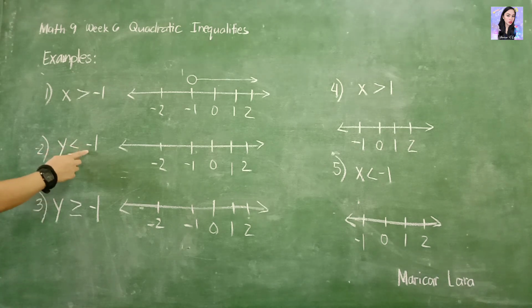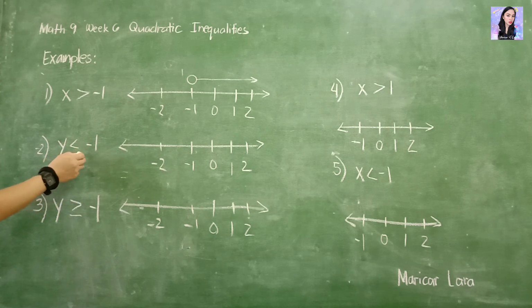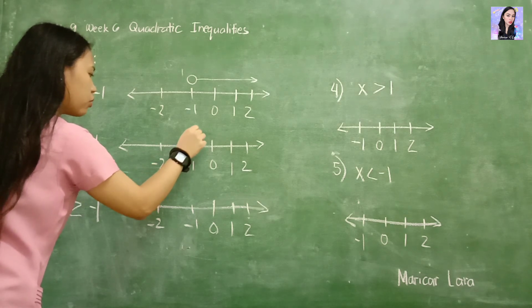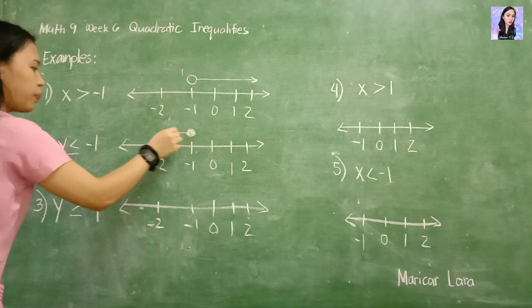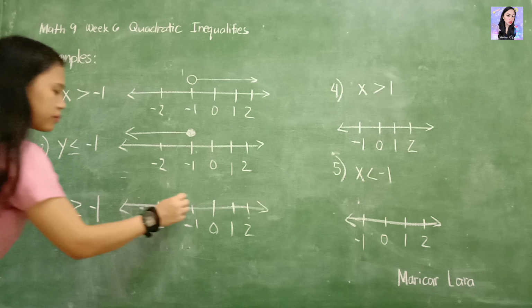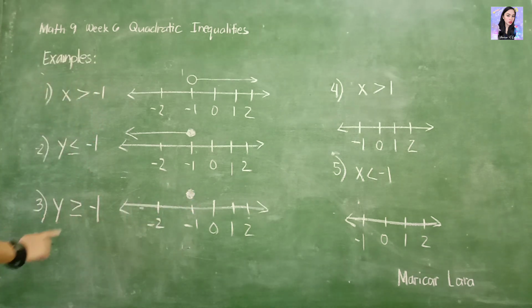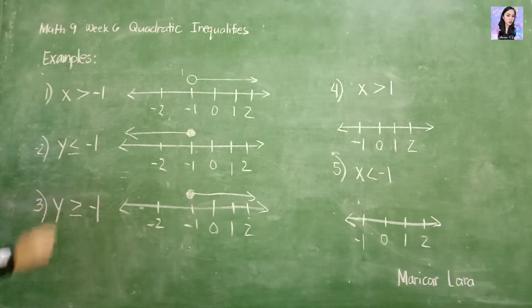Number 2, hanapin natin si negative 1. Eto si negative 1. So, ang gagamitin natin ay closed circle kasi meron siyang or equal to, meron siyang guhit sa ilalim. So, closed yung circle natin or shaded. Okay? And then, nakaturo siya sa left. So, pa-left din yung ating graph. Okay? Next, we have y greater than or equal to negative 1. So, ito si negative 1, closed ulit, kasi meron siyang or equal to, may guhit sa ilalim. And then, going to the right. Kung mapapansin nyo, doon siya nakaturo sa right.